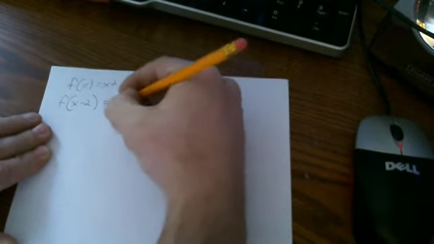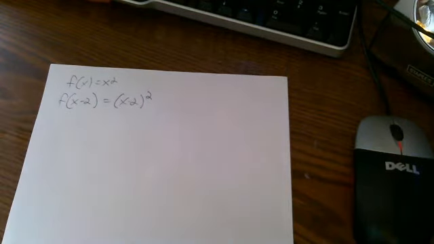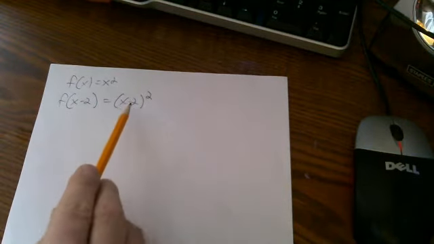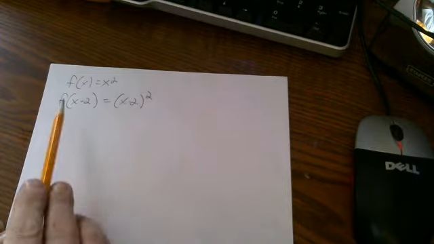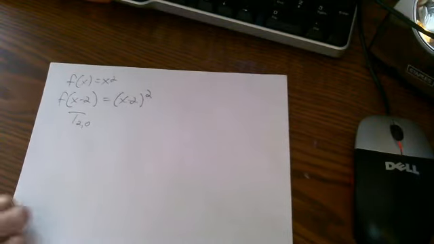Let's do some translations now. If we were to translate y equals x squared, let's find f of x minus 2. Well, that's asking me to plug in x minus 2 for x. So that's what the equation would look like. But using function notation, I know that this is a translation of 2 in an x direction and 0 in a y direction.